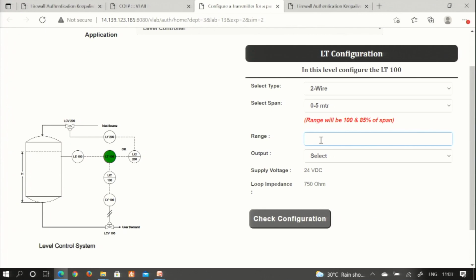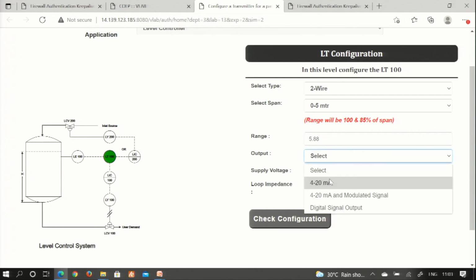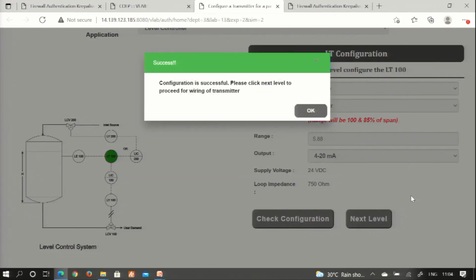It is not. So, here a question is asked to a student: what is the range if the span is 5 meter, and as we know, range is 100% if the span is 85%. So, a student is supposed to put a value here, and if that value is correct, then and only then will it go to the next level. So, for example, I have selected here 4 to 20 and I say check the configuration. If anything is wrong here, you will receive a message saying that this is wrong, you have to correct it.